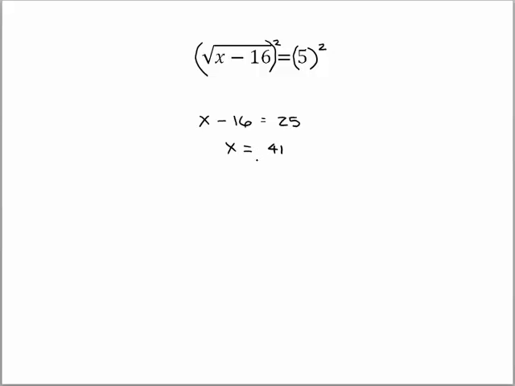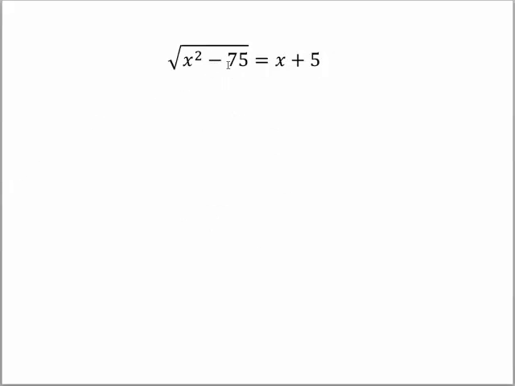Now let's check for those extraneous roots. Let's put it back into the equation. 41 minus 16 equals 25, so the square root of 41 minus 16 equals the square root of 25. And yes, the square root of 25 is 5. So that is a good answer. We don't have any extraneous roots. That's a true root. But let's look at the next one.